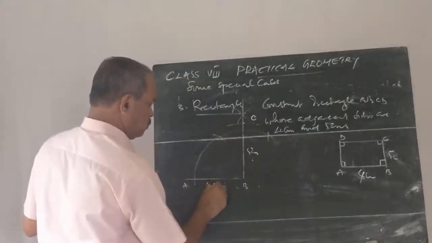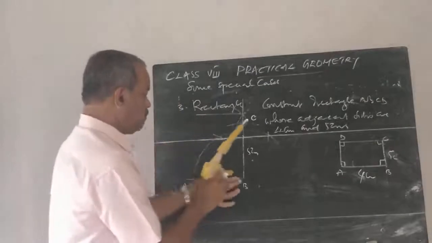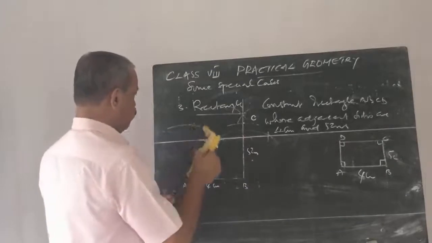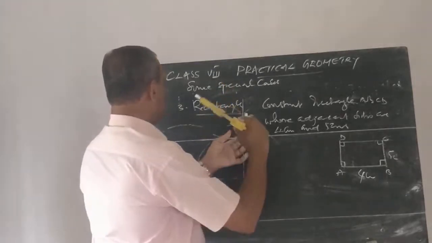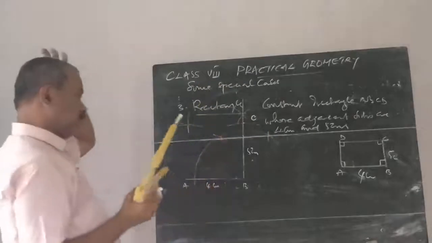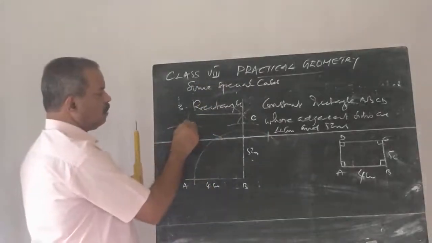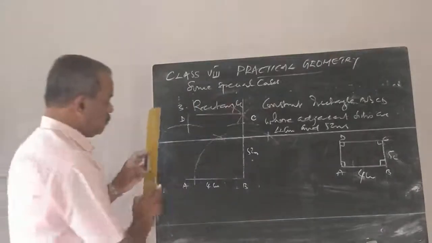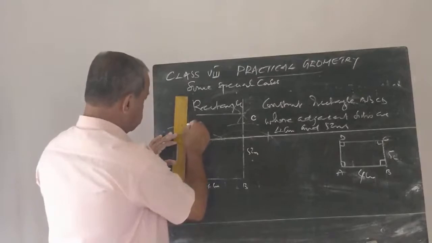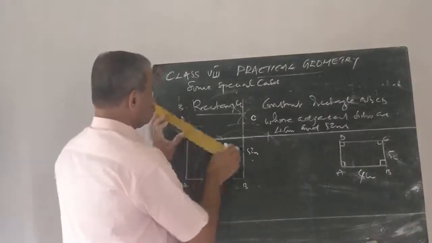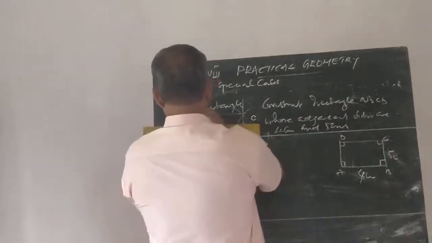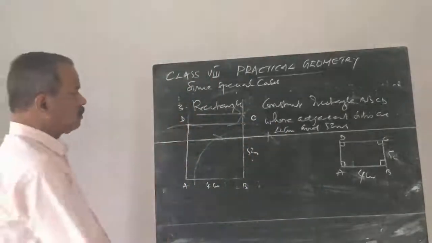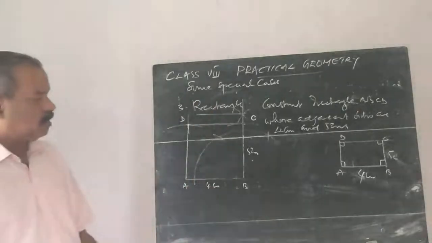Now take the same length, 4 centimeter, and draw an arc from A and an arc from C. The point of intersection of the arcs will be D. Join AD and CD. So ABCD is the required rectangle.